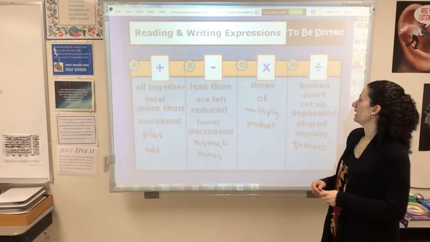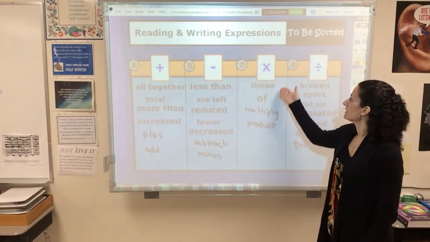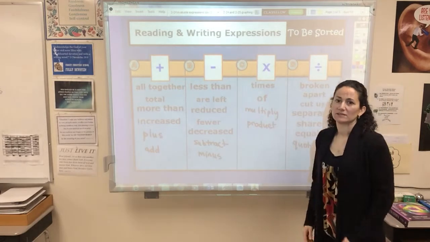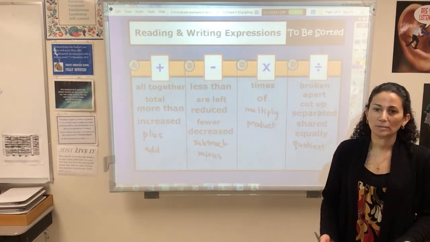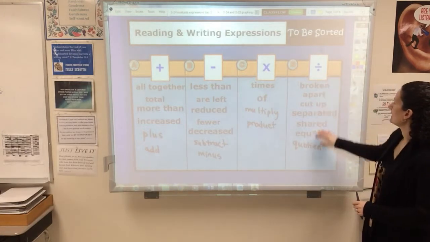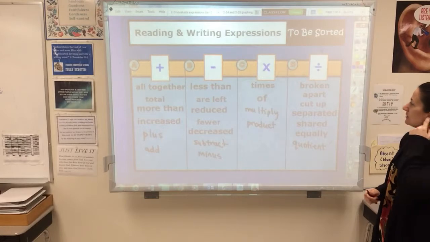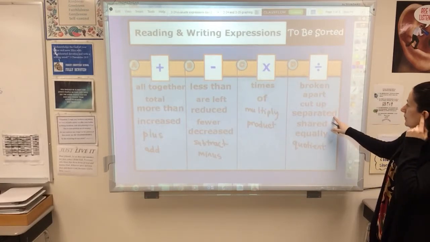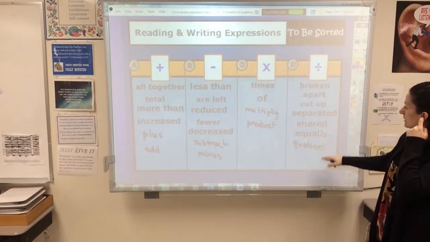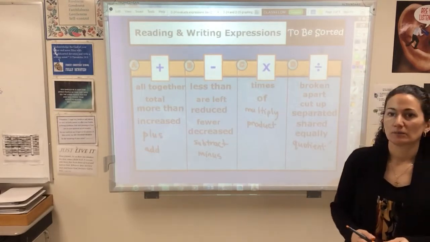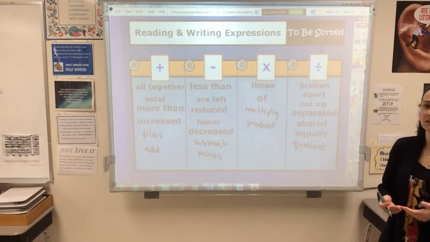Words that mean multiply: obviously multiply, times, of, product. If you see the product of two numbers, that means multiply. And lastly, division. Words that tell you you're going to use a division symbol: broken apart, cut up, separated, shared equally, or you might see the word quotient. Make sure you pause the video and complete this chart in your notes.